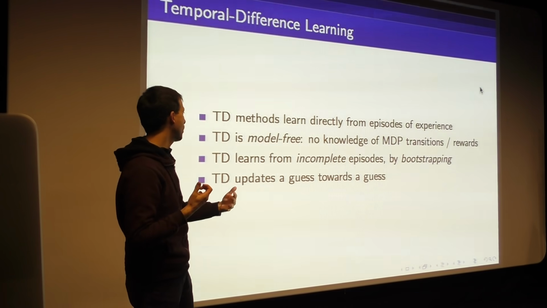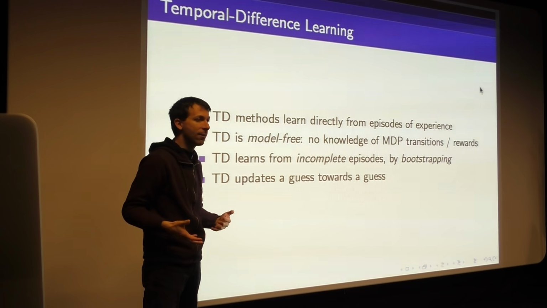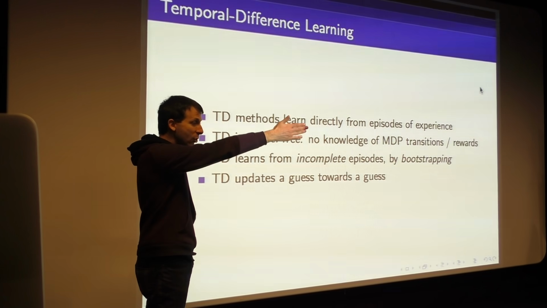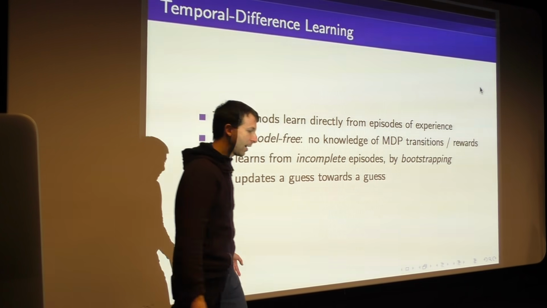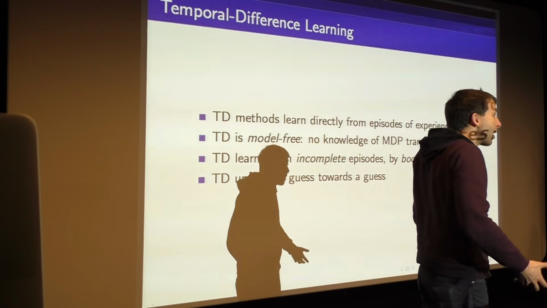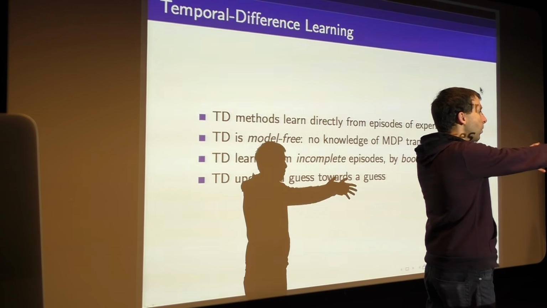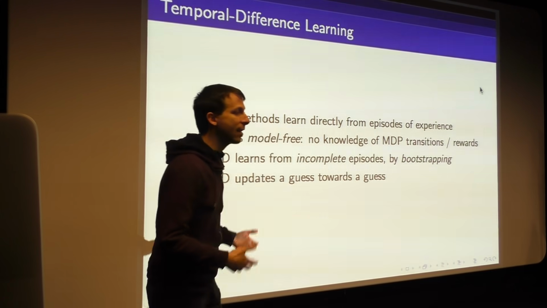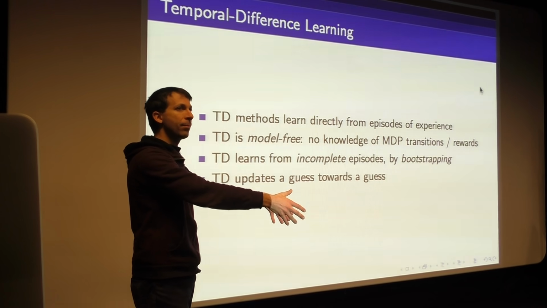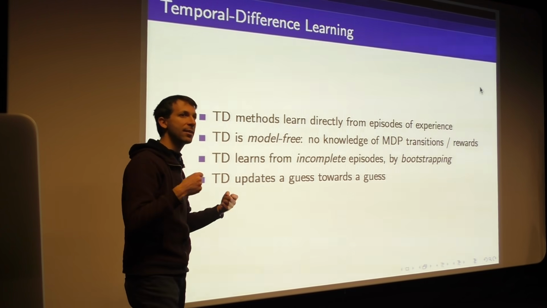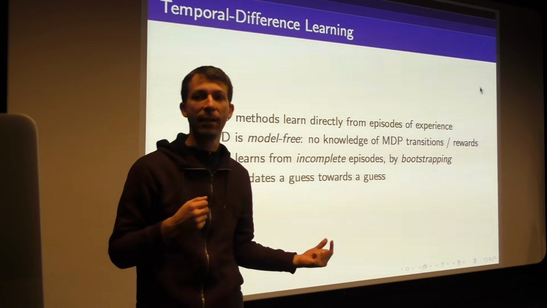That's called bootstrapping, where we update our guess of the value function. I'm going to start off guessing how long it's going to take me to get to the wall. I'm going to walk some number of steps. I'm going to make another guess of how long it's going to take me to get to the wall. And I'm going to update my original guess towards my subsequent guess. That idea is called bootstrapping, and that's the fundamental idea behind TD learning.